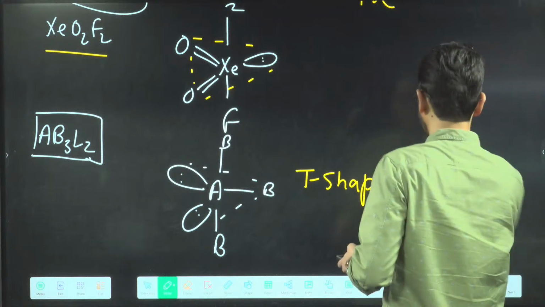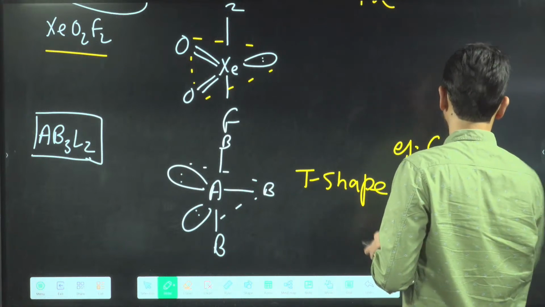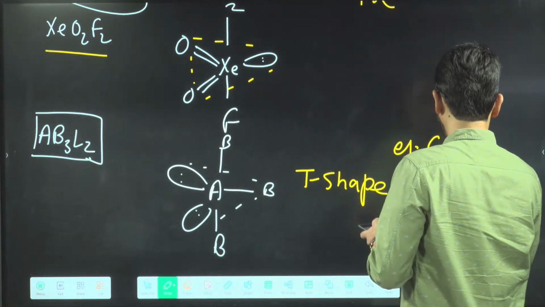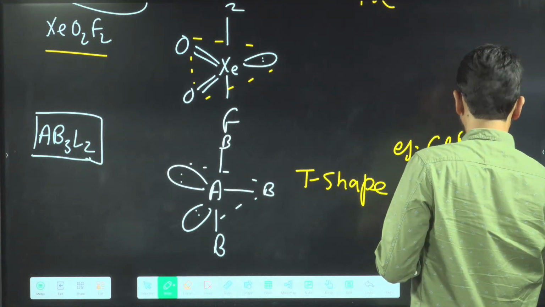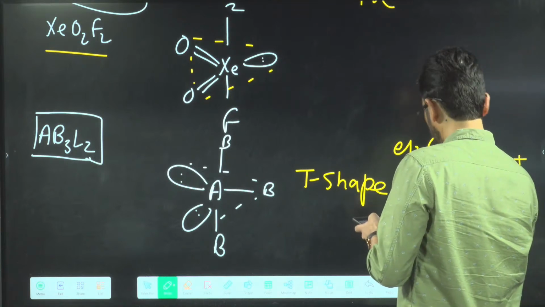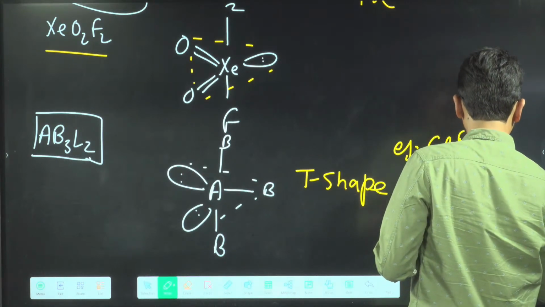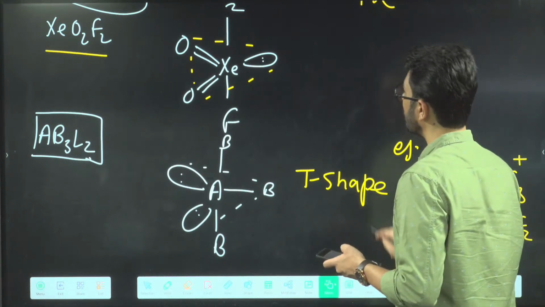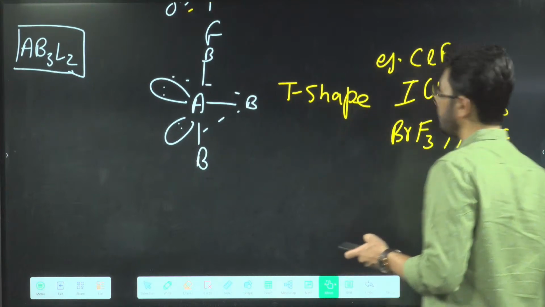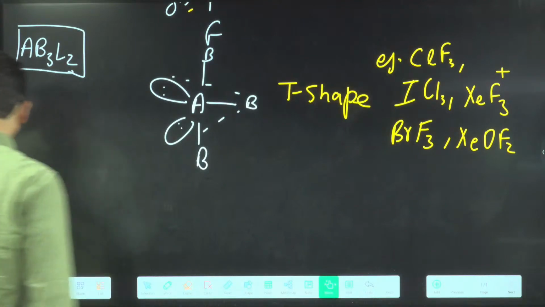T-shape molecule. Any other name given for that? Examples I'll write first. Examples are ClF3, ICl3, XeF3+, BrF3, XeOF2. These are the examples of AB3L2 type structure.